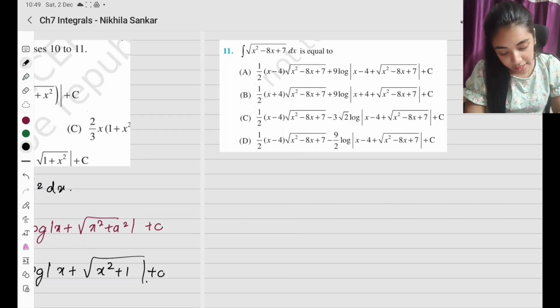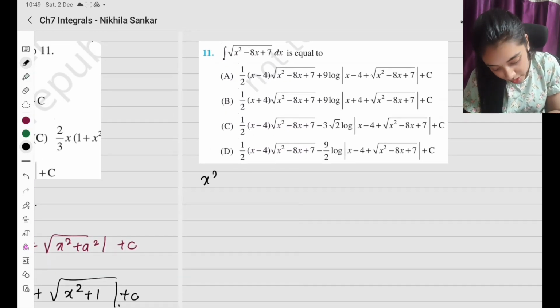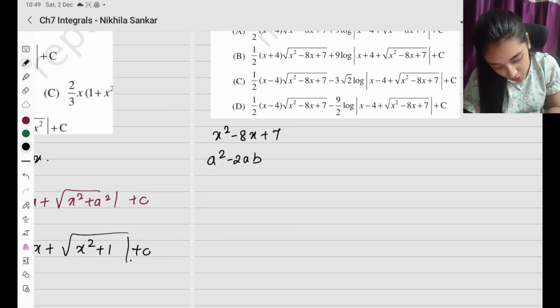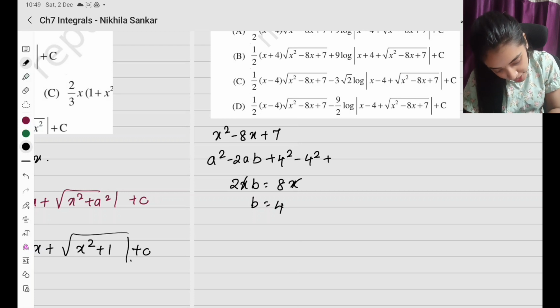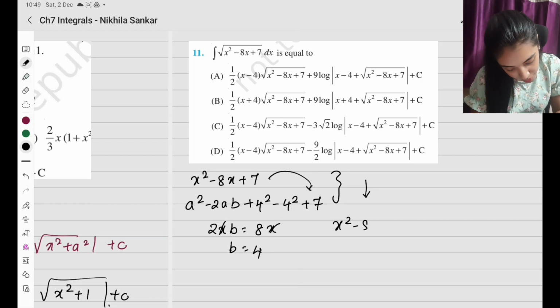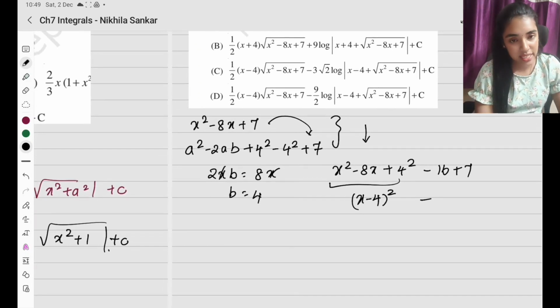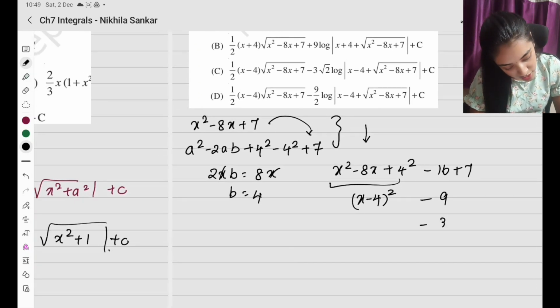Question number 11. x square minus 8x plus 7. So what form is this? Splitting the middle term, completing the square. x square minus 8x plus 7. a square minus 2ab. So on comparing, I have 2xb equals 8x. x cancels, b equals 4. So I have plus 4 square minus 4 square plus 7. Don't forget this 7. So from these, I have x square minus 8x plus 4 square, minus 4 square, which is 4 4s are 16, plus 7. So from this I have x minus 4 the whole square. Here minus 16 plus 7 is going to give me minus 9, so this is minus 3 square.